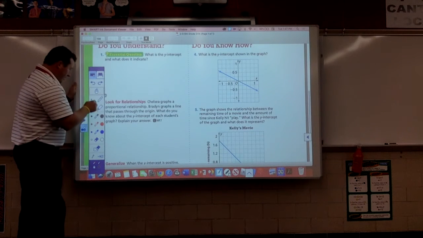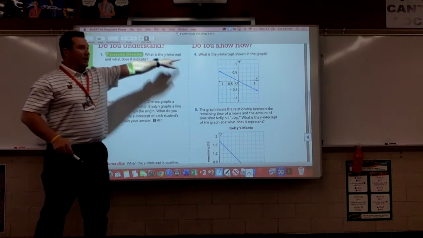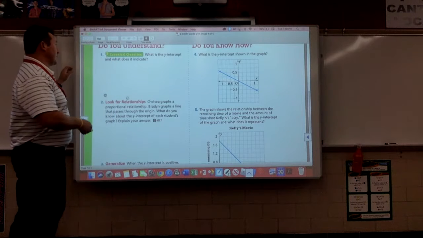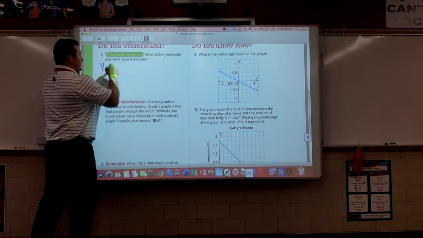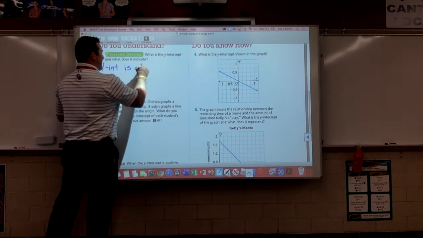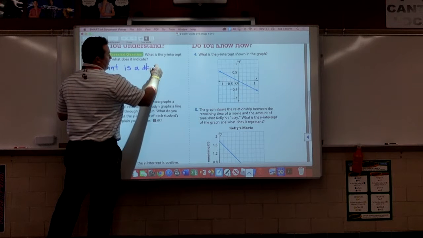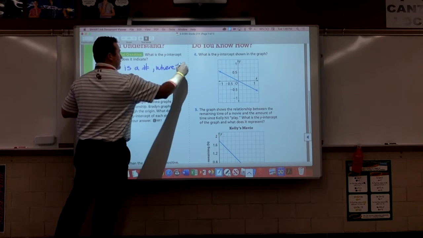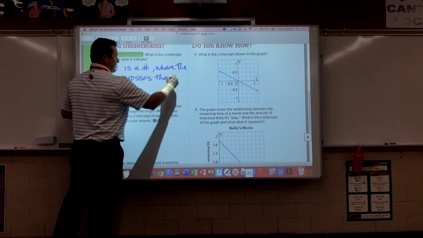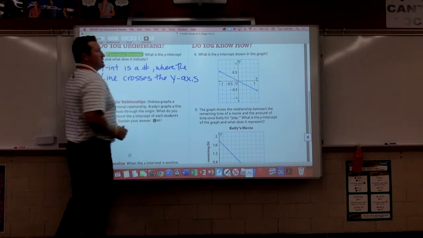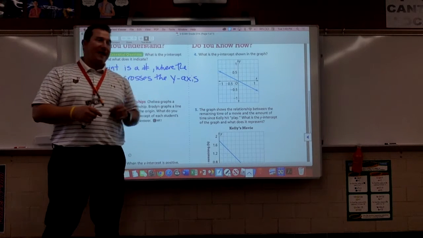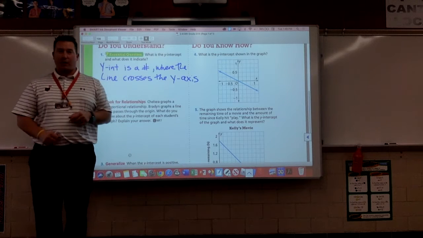Okay, here we go. What is the y-intercept, and what does it indicate? So guys, the y-intercept, really, it's just a number. Y-intercept is a number where the line crosses the y-axis, right? So whatever number, I think the book might use the word value sometimes, whatever number that is, where it crosses the y-axis, that's your y-intercept.